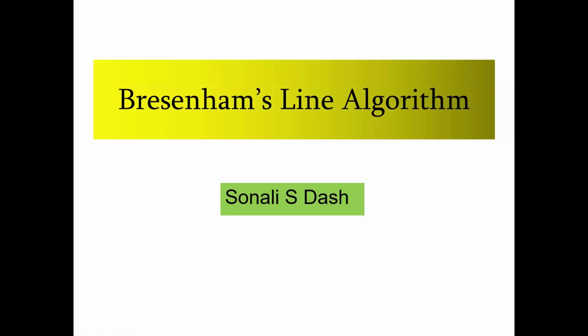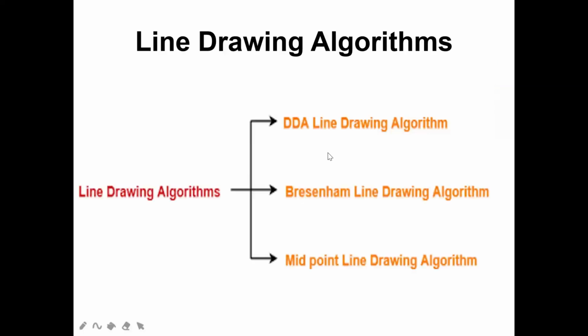Now moving on to the next slide. Last time we saw line drawing algorithms. Generally, line drawing algorithms are of three types. The first one is the DDA line drawing algorithm. The second one is Bresenham's line drawing algorithm. And the third one is the midpoint line drawing algorithm.